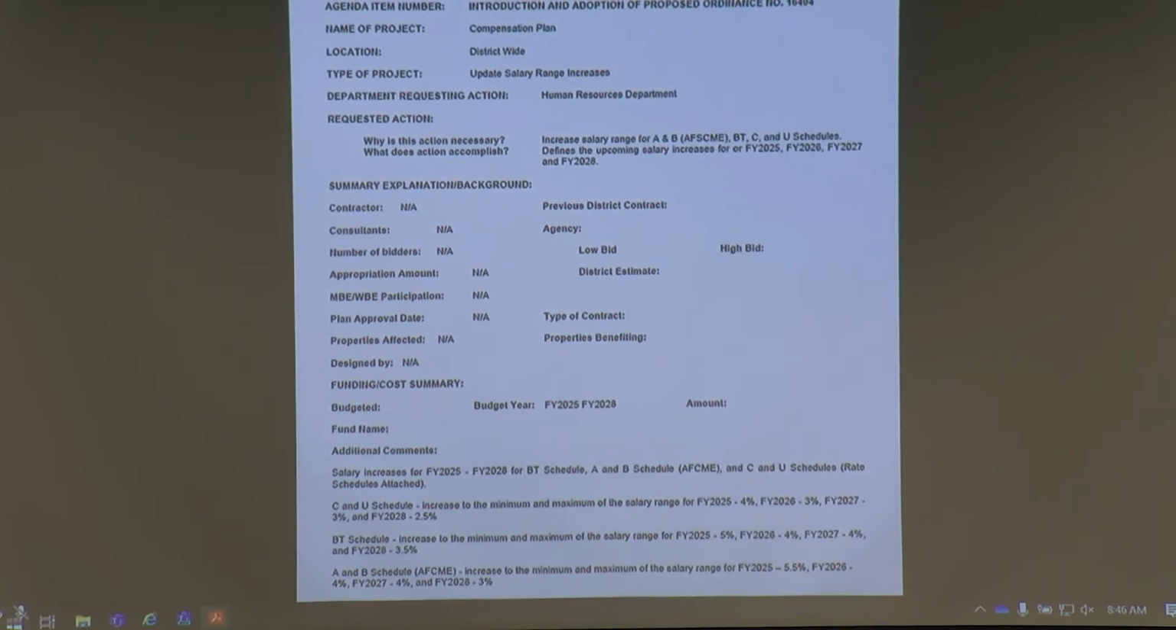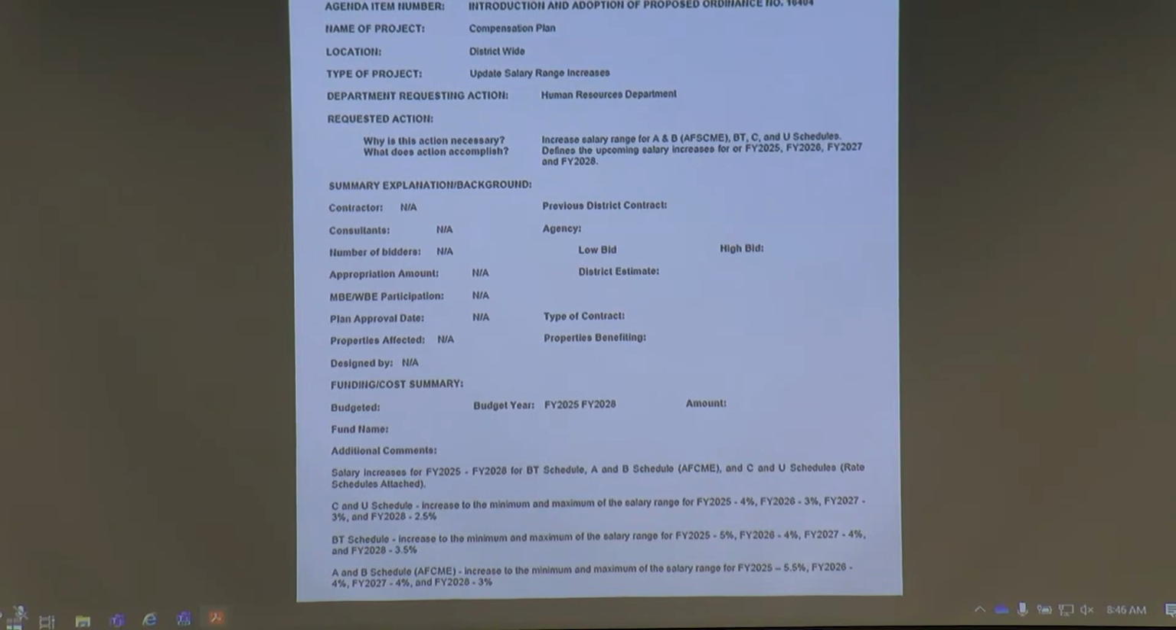I want to point out that those are the ranges that are moving in our compensation plan. We do have a raise pool for the C&U schedule employees that is a little higher, because of the way the pay ranges are set up: first quartile employees are eligible for a larger raise. Then you move up to second, third, and finally the fourth quartile, the higher paid employees, who have a smaller raise pool. For C&U schedule, the raise pool will be 5%, 4%, 4%, and 3.5% for fiscal years 25 through 28.